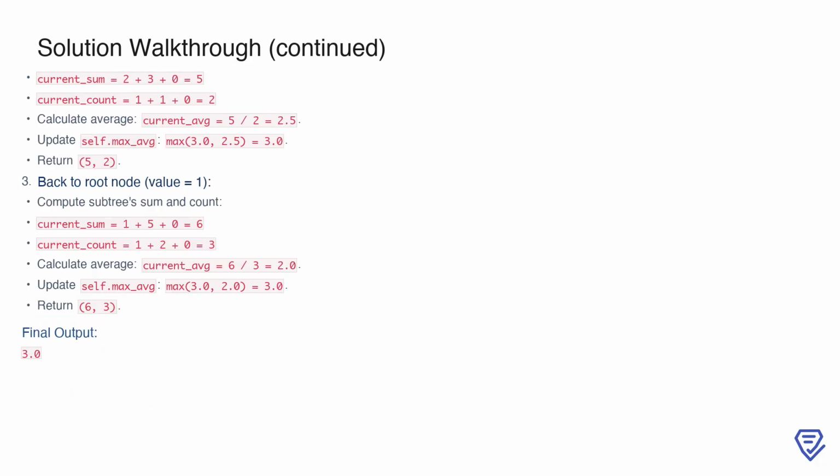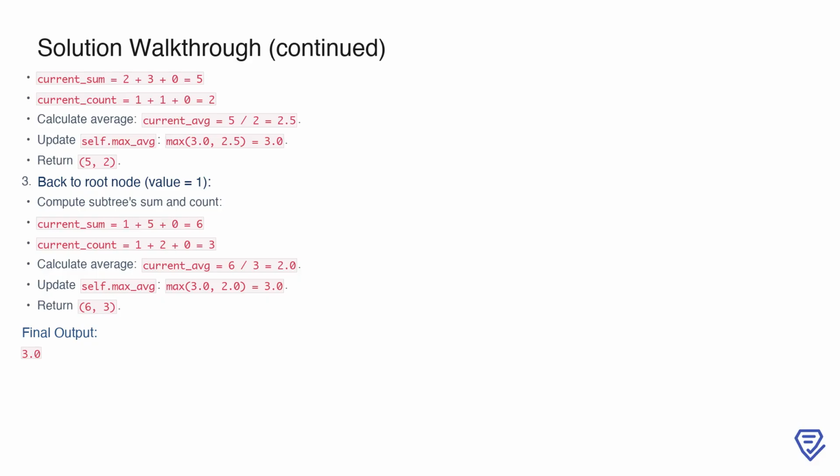Returning to node 2, we calculate the sum and count for this subtree by adding its value to the contributions from its left and right subtrees. The sum is 2 plus the sum from node 3, which is 3, resulting in 5, and the count is 1 plus the count from node 3, which is 1, giving a total of 2. The average is 5 divided by 2, which equals 2.5. The maximum average remains 3.0, as it's larger. The function returns 5, 2 for this subtree.